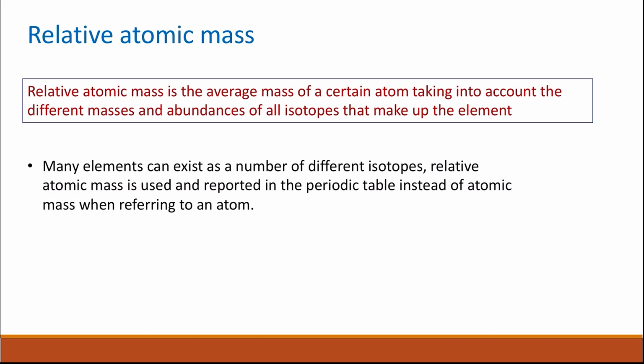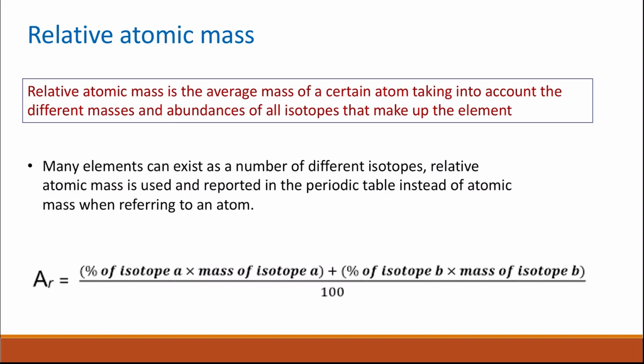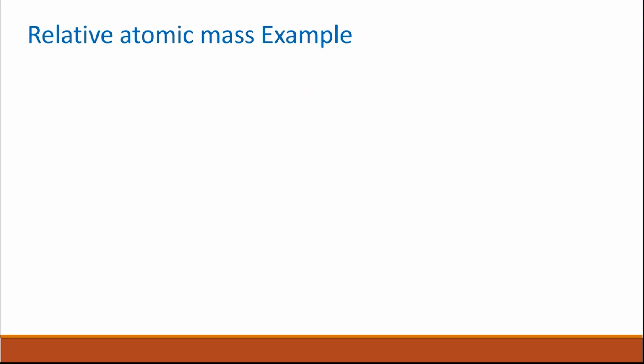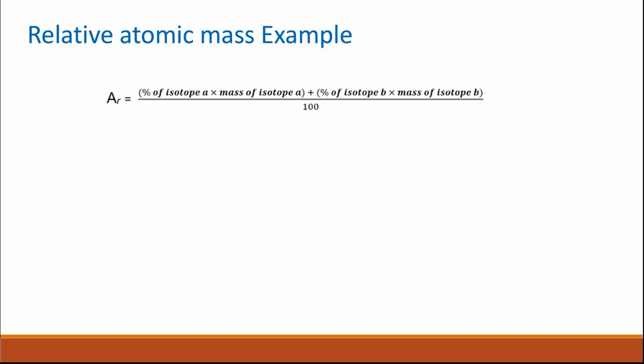We have a certain equation that we use to calculate the relative atomic mass. If we have two different isotopes, isotope A and B of the same element, each of these has a certain abundance or percentage, and then we can calculate the relative atomic mass if we multiply the relative abundance of isotope A by the mass of isotope A, and we add this to the relative abundance of isotope B times the mass of isotope B, and we divide this by 100, or we divide it by the total abundance of all the isotopes. So let's have an example of calculation of relative atomic mass using this equation.